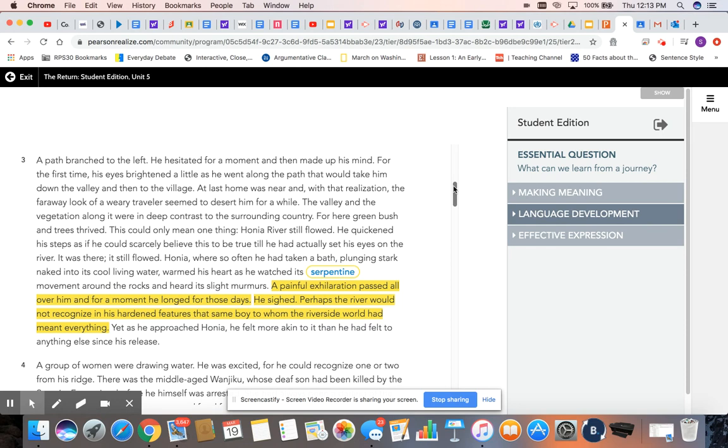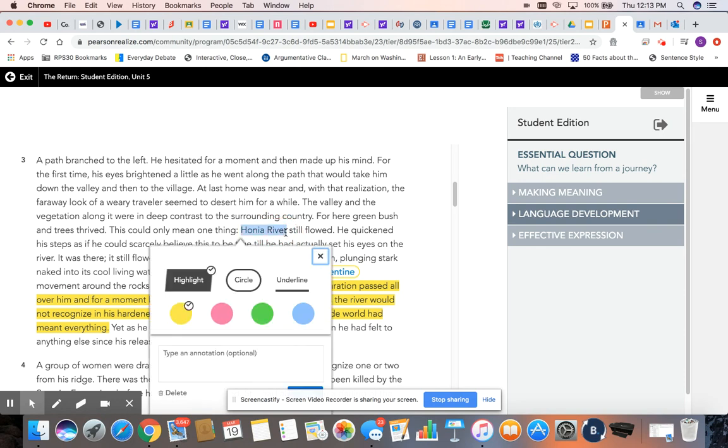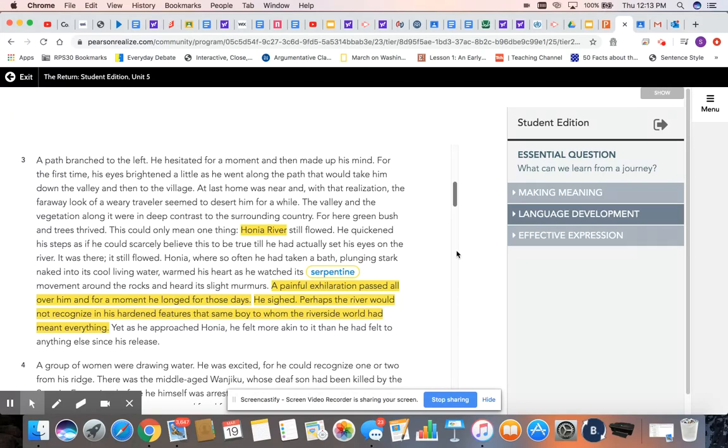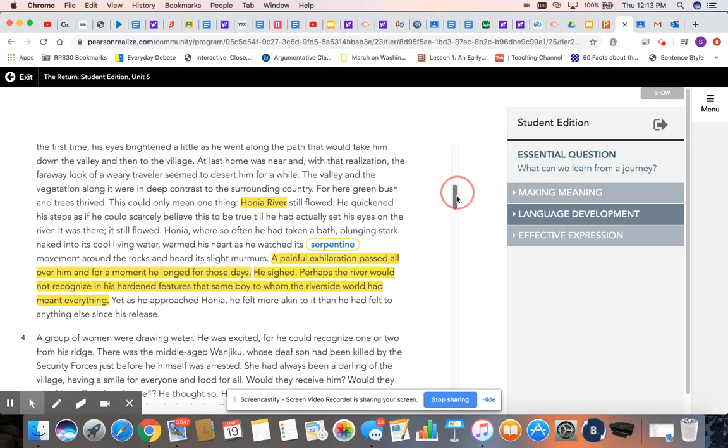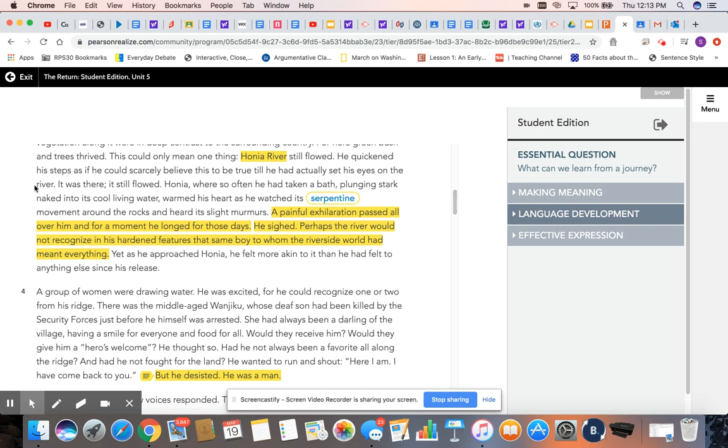The valley and the vegetation along it were in deep contrast to the surrounding country. For here green bush and trees thrived. This could only mean one thing. Honia River still flowed. He quickened his steps as if he could scarcely believe this to be true till he had actually set his eyes on the river. It was there. It still flowed.